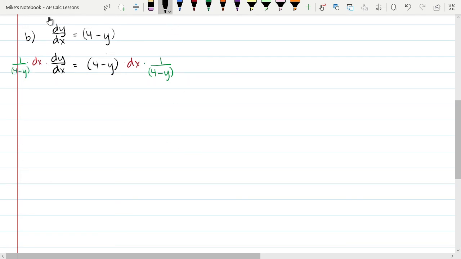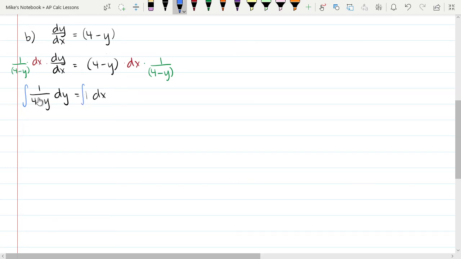And so what I end up with now is 1 over 4 minus y dy equals just dx. Now technically there is a 1 in front of that dx, and you're welcome to write that 1 if that helps you. It's not necessary though. All right, so once again, now we're going to integrate both sides.